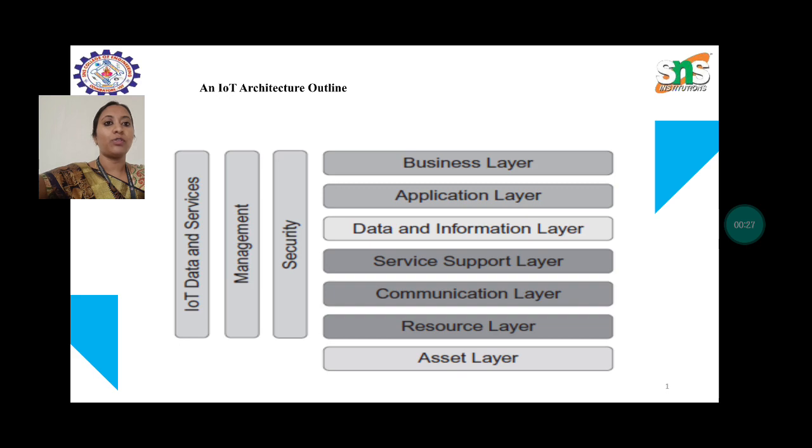Let us just go for an outline of an IoT architecture. In that, it consists of layers, starting from the lower access layer, resource layer, communication layer, service support layer, data and information layer, application layer, and business layer. And apart from this, the protocols we follow in IoT are data and service management, and security.